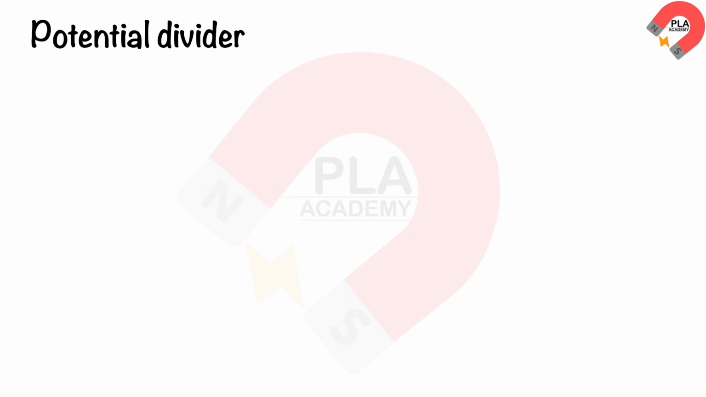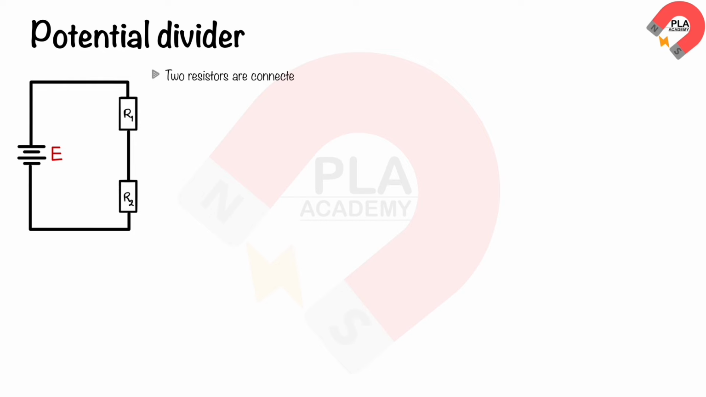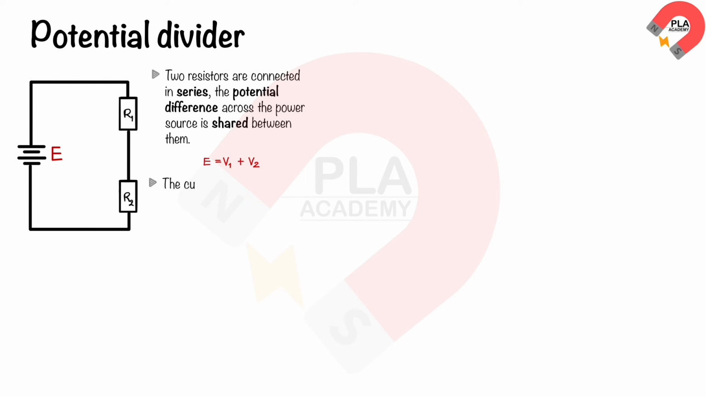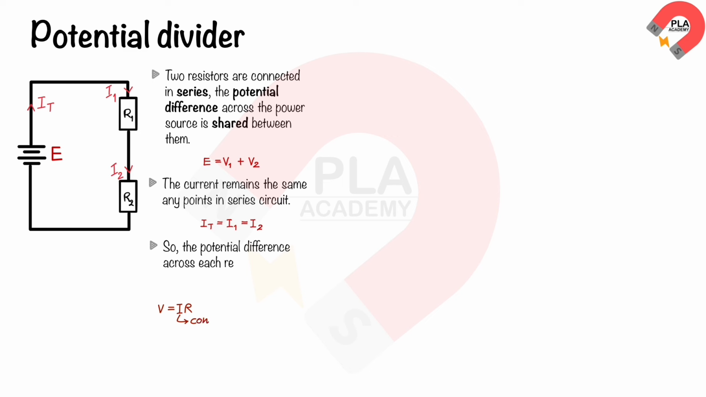Potential dividers. When two resistors are connected in series, the potential difference across the power source is shared between them. The current remains the same at any point in a series circuit, so the current from the power supply is equal to the current through R1 and R2. So, the potential difference across each resistor is proportional to its resistance. The resistor with the largest resistance will have a greater potential difference than the other one.